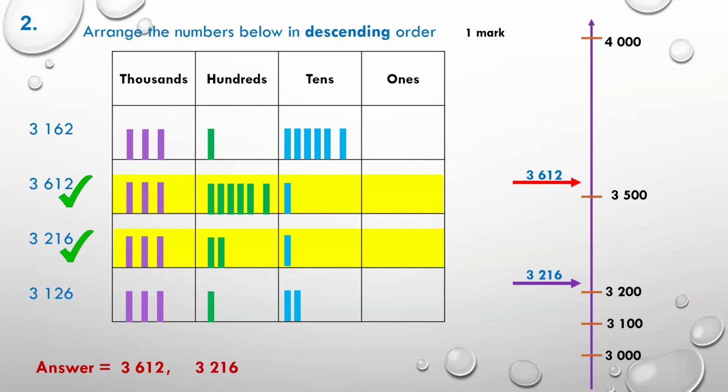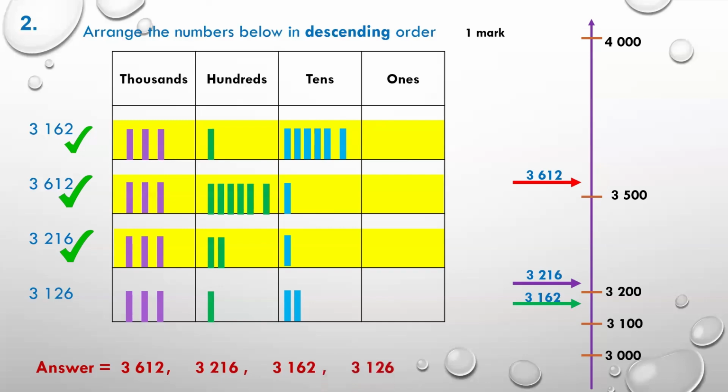So therefore, 3,162 is the next largest number, right? And noting that, let's look at the number line. Is 3,162 just above 3,100 or close to 3,200? So we could put it there, a good bit there, 3,162. And of course, what we're left with now is the last number.